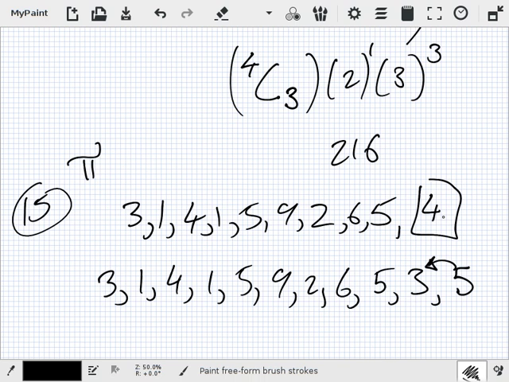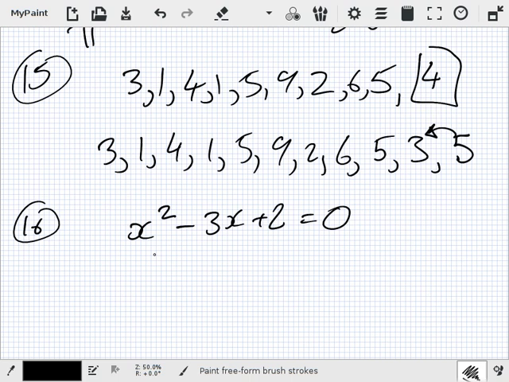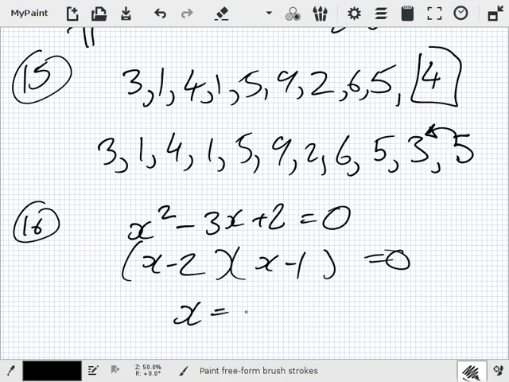Right. Next, can I scroll down? So 16 was, I wanted you to solve this, and you can solve it any method you want. I think this has factors, doesn't it? X minus 2. Now, I just assumed everybody would type in the answer x equals 1 and x equals 2, but some people typed in 2 and 1, which I didn't consider. So either way is fine.